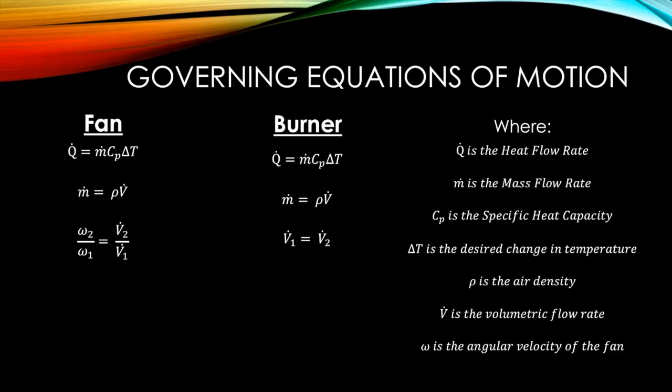The second equation is m dot equals rho v dot, where rho is the air density and v dot is the volumetric flow rate. The third equation for the fan is omega 2 over omega 1 equals v dot 2 over v dot 1, because we want the output to be in terms of angular velocity. The final equation for the burner is v1 dot equals v2 dot, because we want the output to be in terms of meters cubed per second.